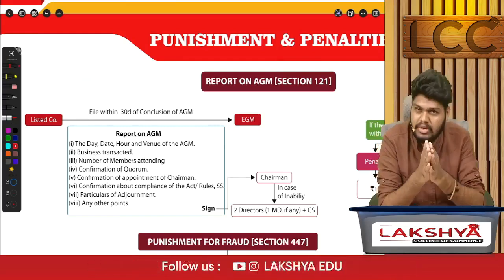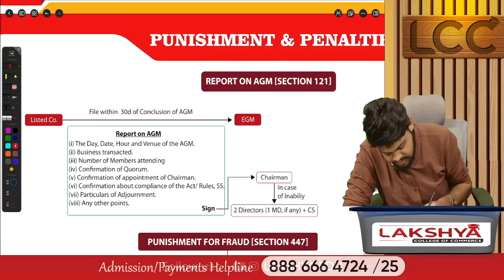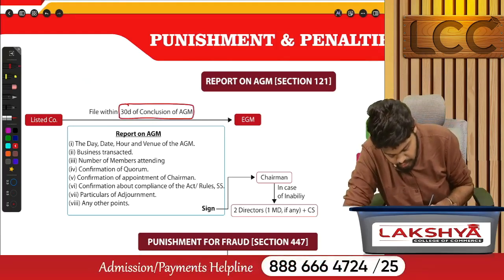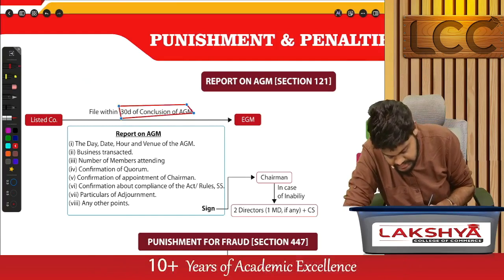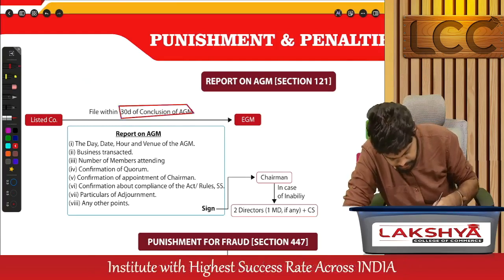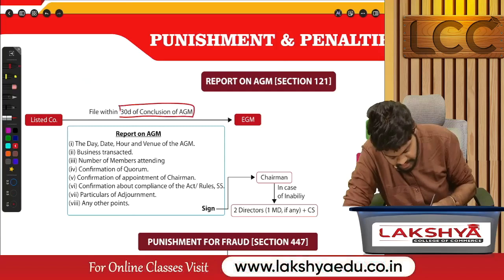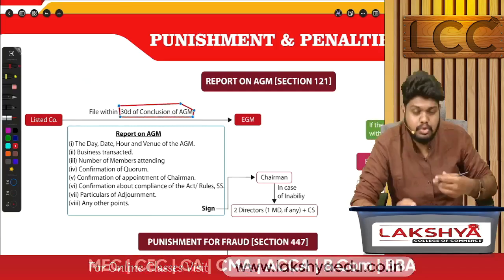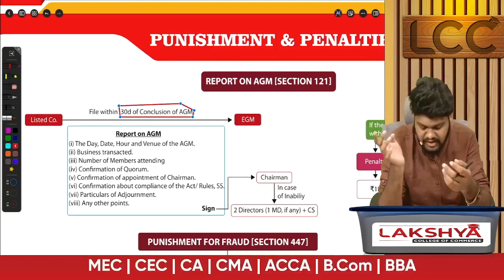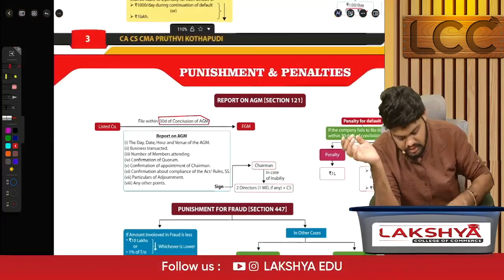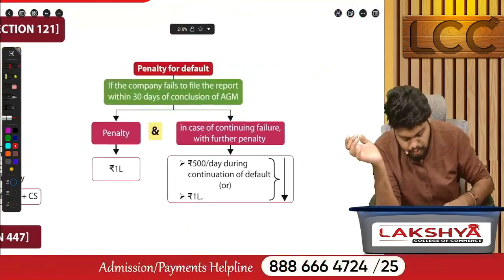So 121, report on annual general meeting. It has to be filed within 30 days from the date of conclusion of the AGM by all the listed companies. And if the company fails to submit this document within 30 days, a penalty is imposed under the provision.